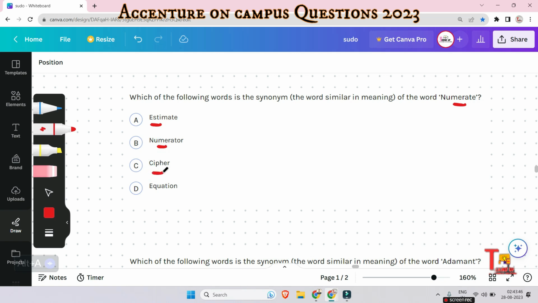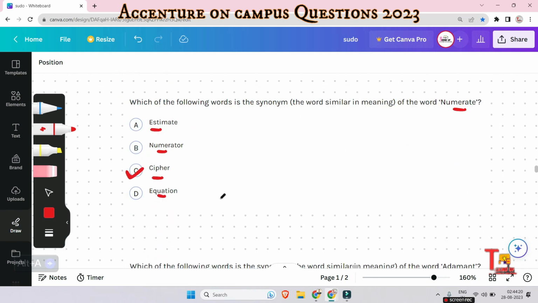A code or system of secret writing. It can also refer to a mathematical symbol like zero, or a person who has no influence or importance. And equation is a statement that shows the equality of two expressions. So the cipher is actually quite similar to numerate, right? So the answer will be cipher.